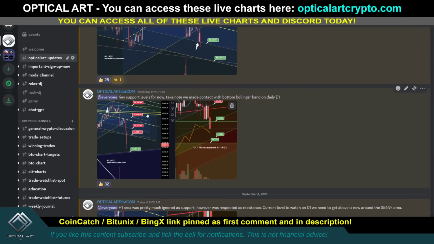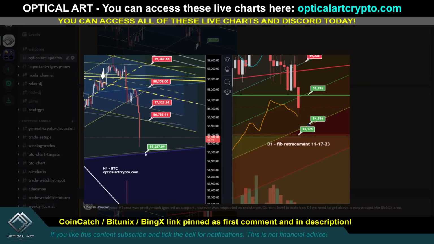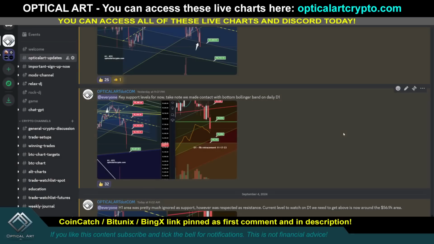And then I made a post about how we were dropping. We were already close to a major support level. This is the fib channel line. You can see there's two lines here, so there's a very strong support level. But we made contact with the bottom Bollinger Band on the daily, so that might be a point to take profit. Key support levels for now.